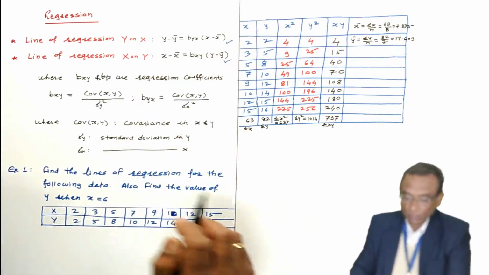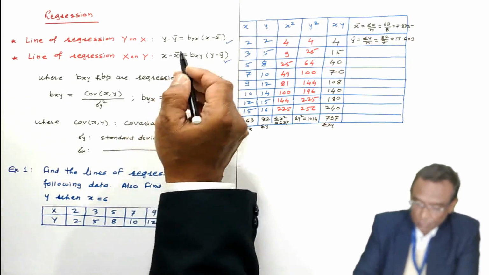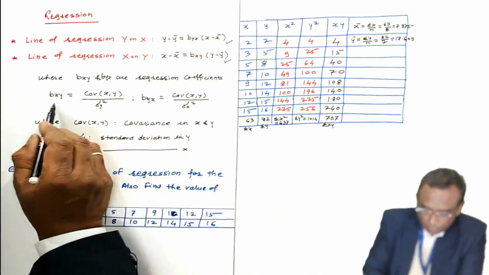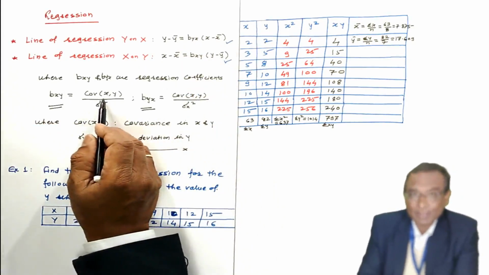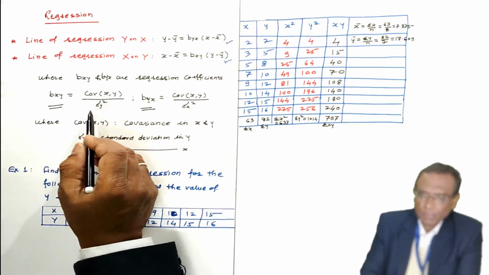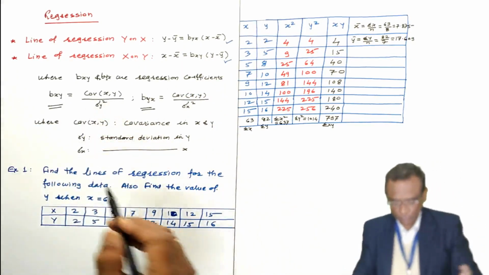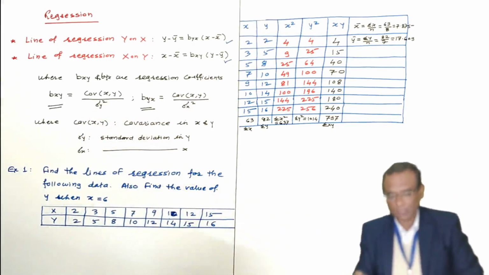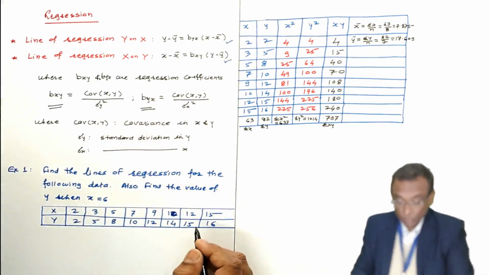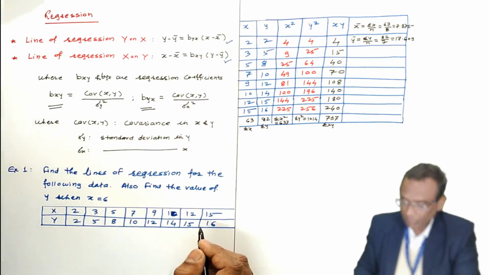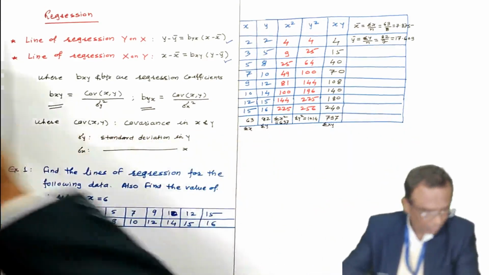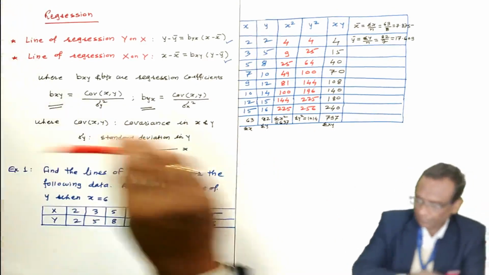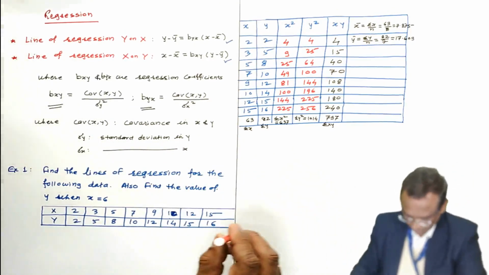Now it remains to find the values of bxy and byx. For bxy and byx, we want covariance. Then we will also be finding sigma x and sigma y, which are standard deviations. Now the covariance of xy we are going to find, so I am writing down the formula for covariance here.